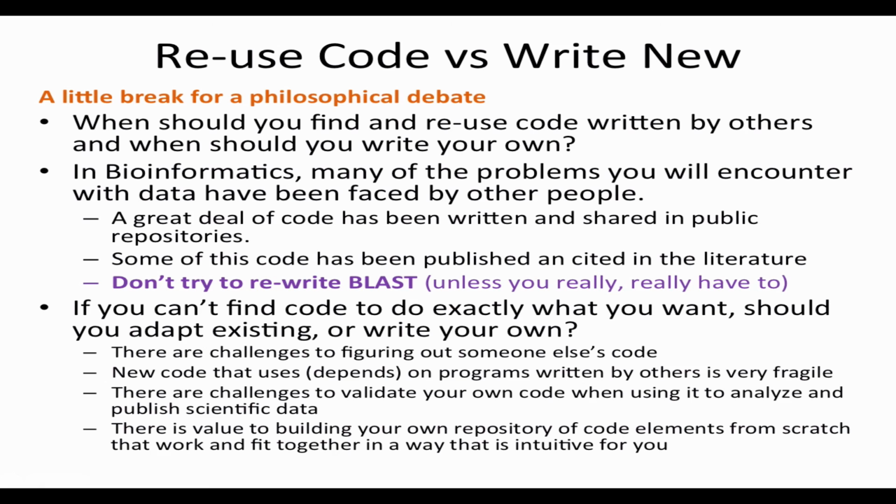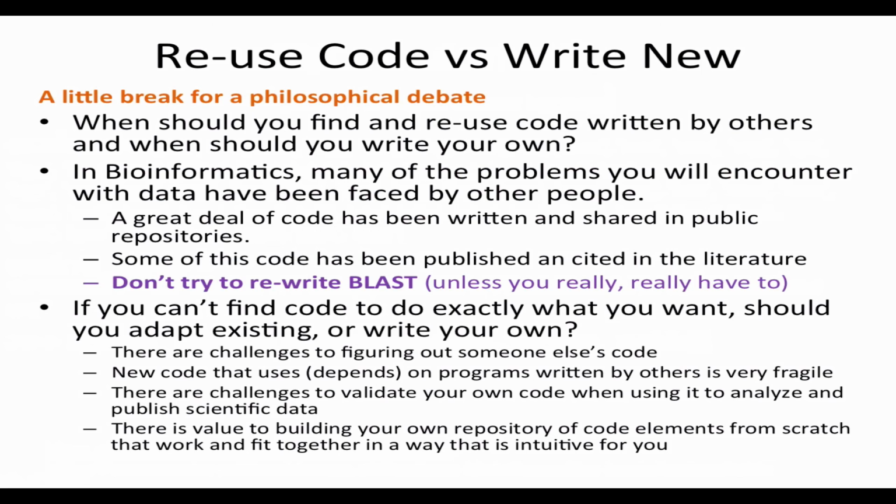OK, a little philosophical side, and then we'll be done. When should you find and reuse code written by others, like this? And when should you write your own? So in bioinformatics, many of the problems you will encounter have been faced by other people. And a great deal of code has been written and shared in public repositories. Some of this code has been published and cited in the literature, and therefore is essentially validated. Someone else has looked at this code and found it to be good, true, workable, correct.